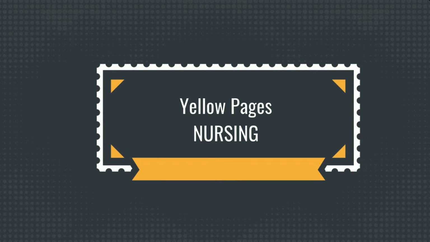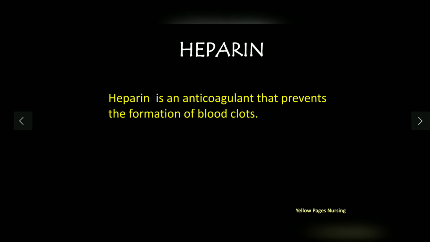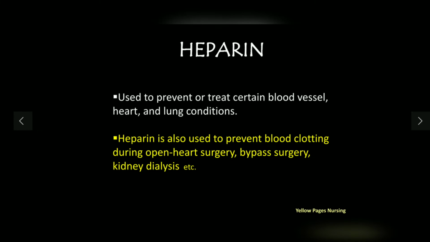In this video, we will be discussing a simple drug calculation of injection heparin administered through subcutaneous route. As we all know, heparin is an anticoagulant that prevents the formation of blood clots. It is used to prevent or treat certain blood vessel, heart and lung conditions. Heparin is also used to prevent blood clotting during surgeries like open heart surgeries and procedures like dialysis.